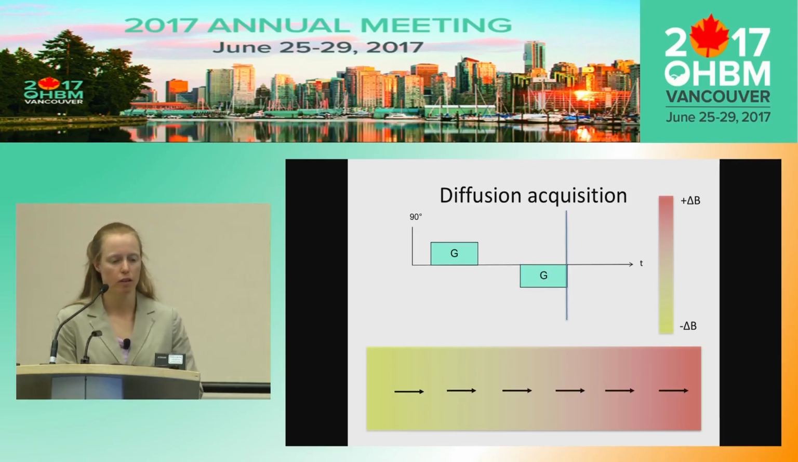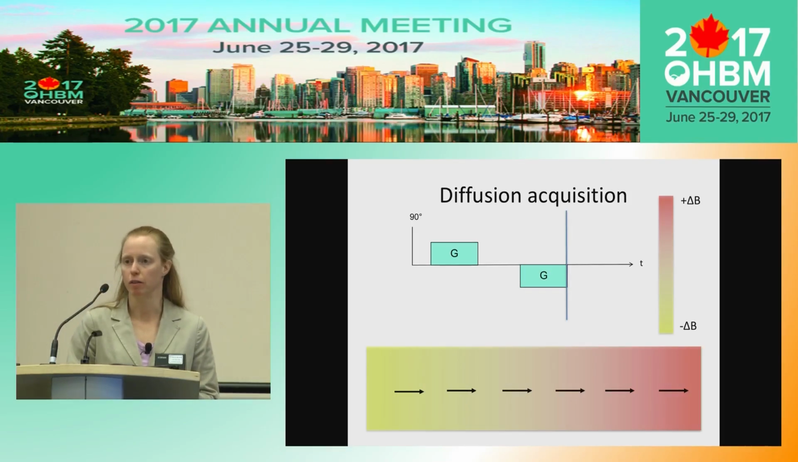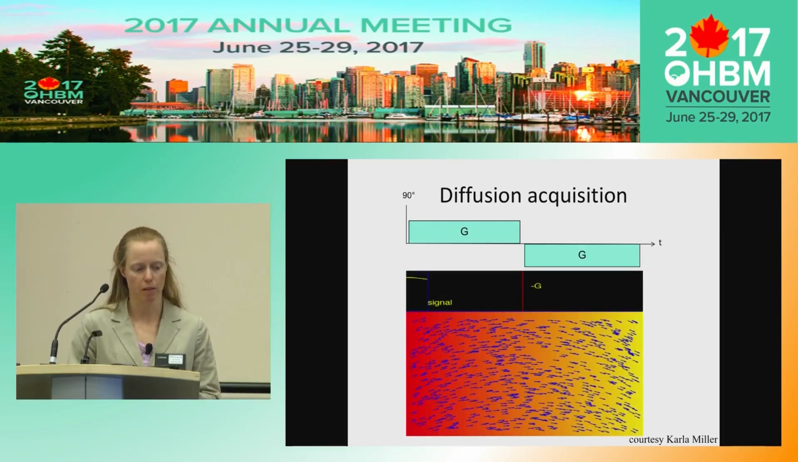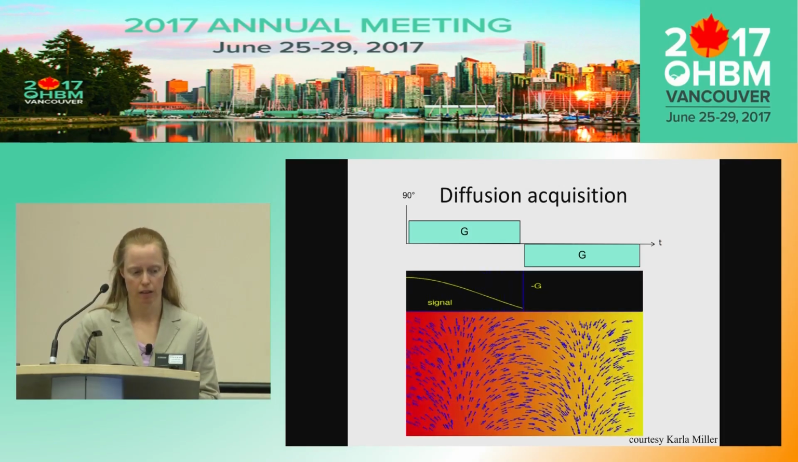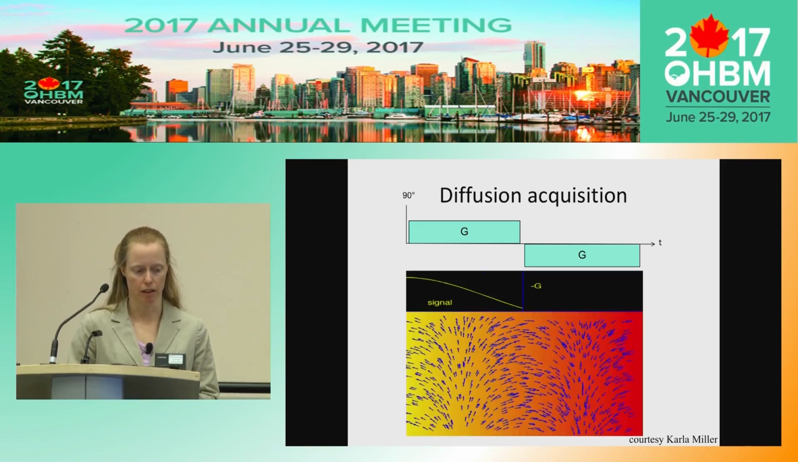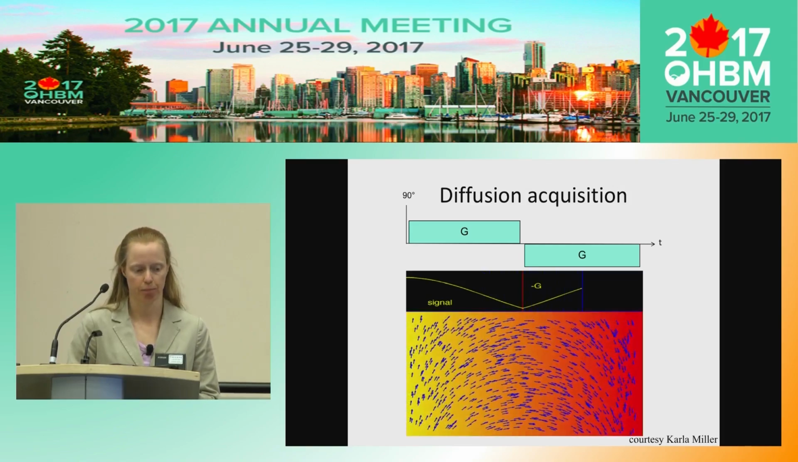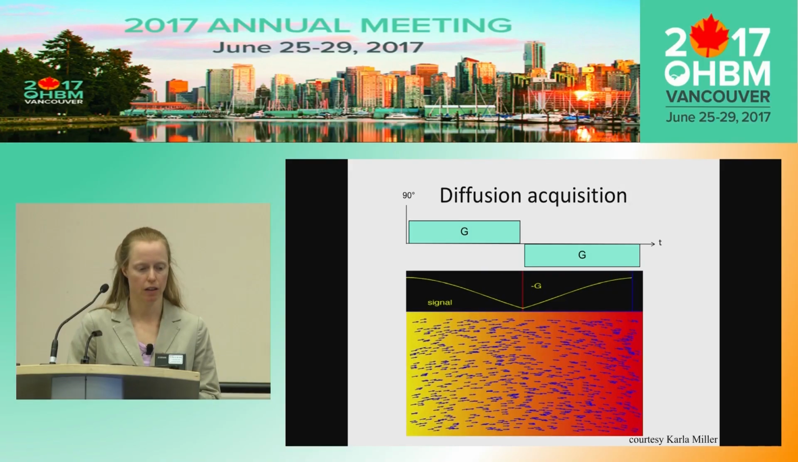So the total signal we measure will be the vector sum of all of these spin magnetic moments. And if we look at a whole bunch of them, we can analyze what happens to the signal. As they dephase, the signal decreases. And now we switch the gradient direction. And now they're going to rephase. So you see that they come back into alignment here.